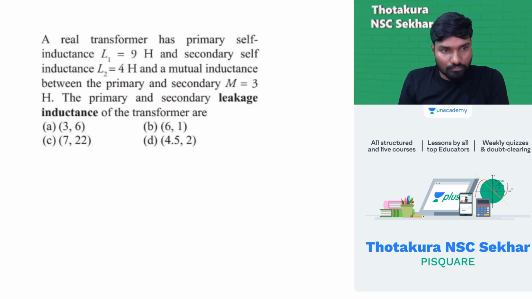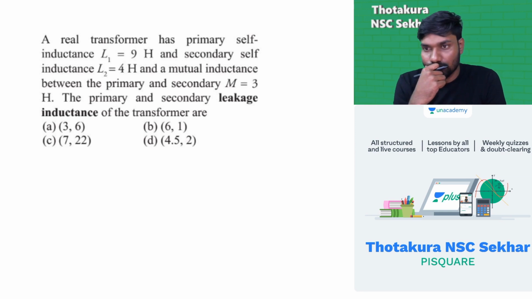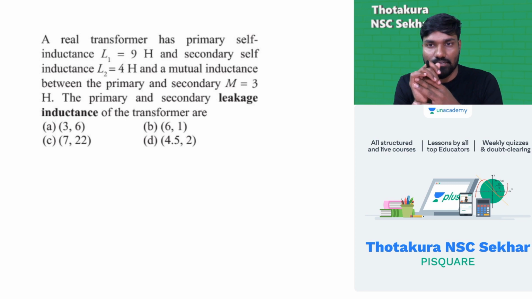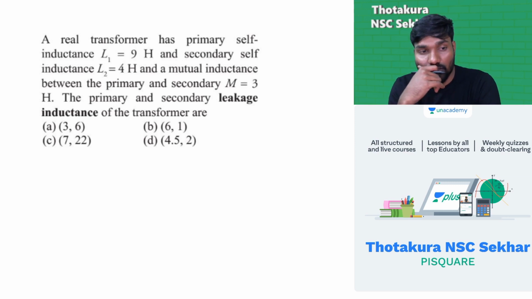Check it. A real transformer, that's a practical transformer, has a primary self-inductance L1 and a secondary self-inductance L2. The mutual inductance between primary and secondary is 3 Henry. Now it is asked for primary and secondary leakage inductance.